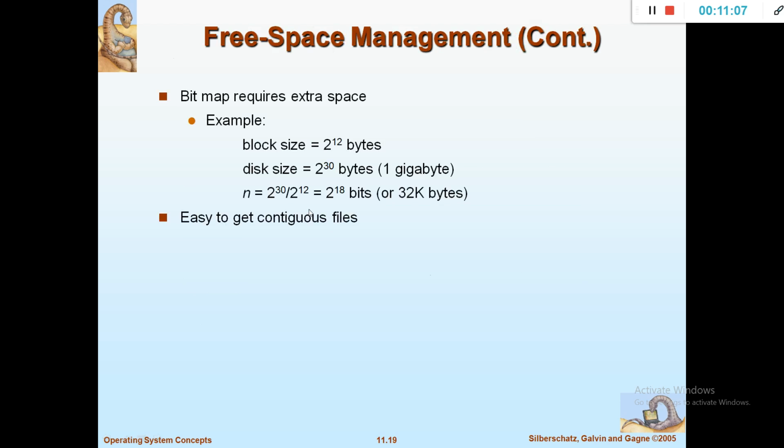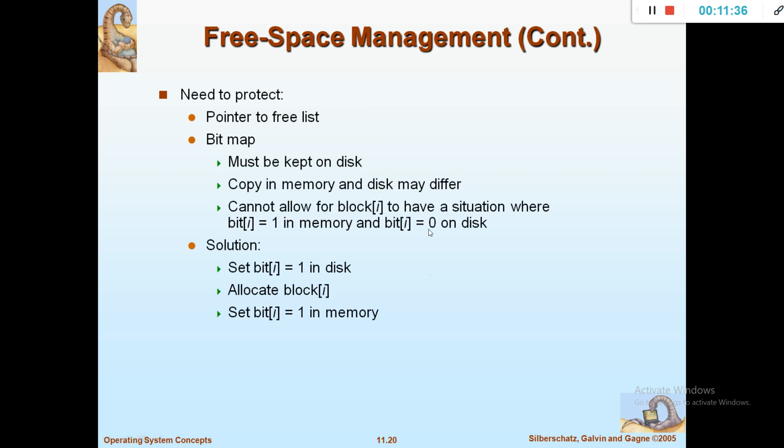The bitmap requires extra space. Block size is equal to 2 raised to 12 bytes, and the disk size is 2 raised to 30 bytes. Then n is equal to 2 raised to 30 divided by 2 raised to 12, which is 2 raised to 18 bits, or 32K bytes, required for the implementation of the bit vector here. It is easy to get contiguous files by using the bit vector.